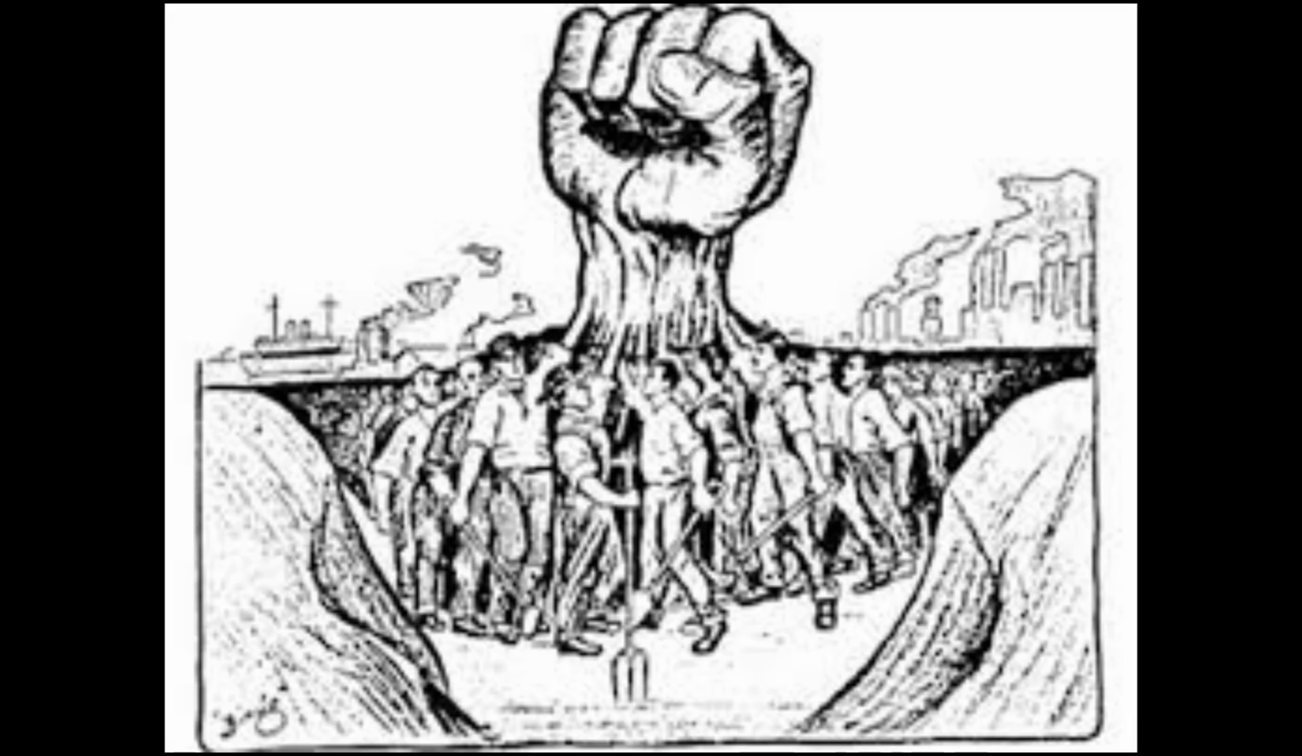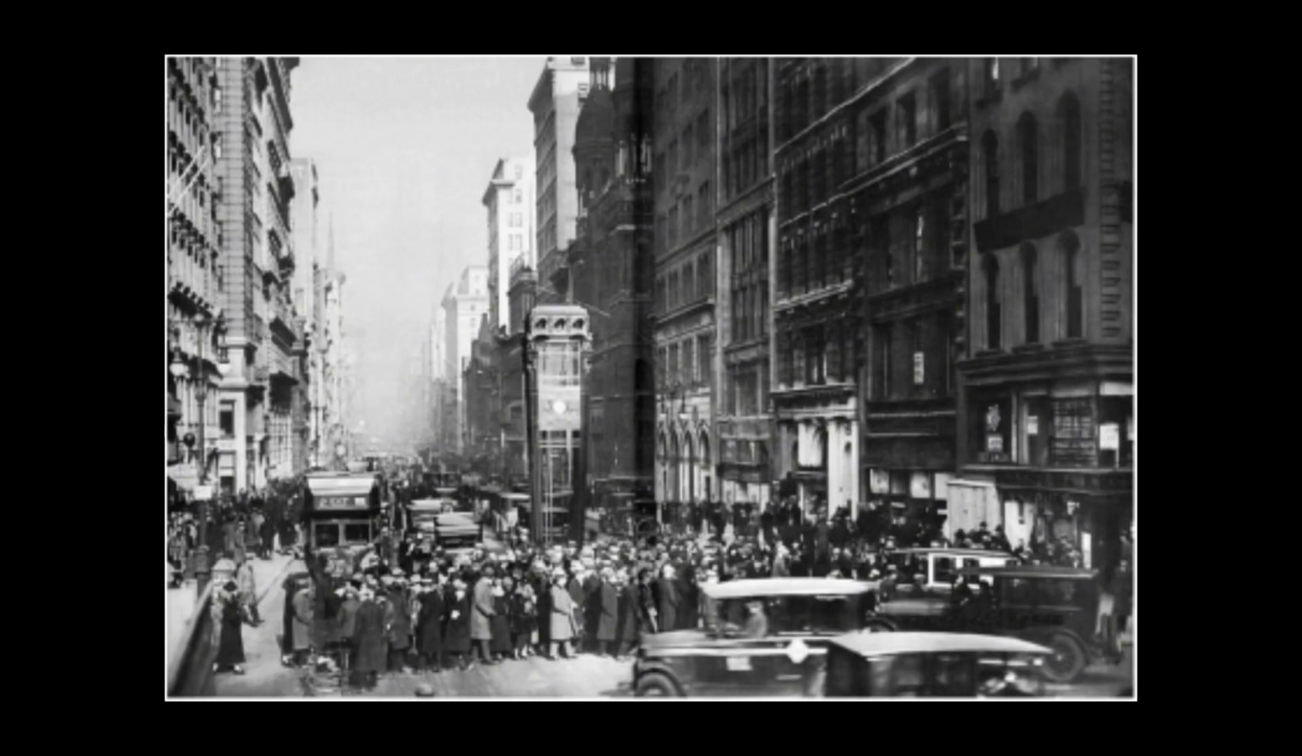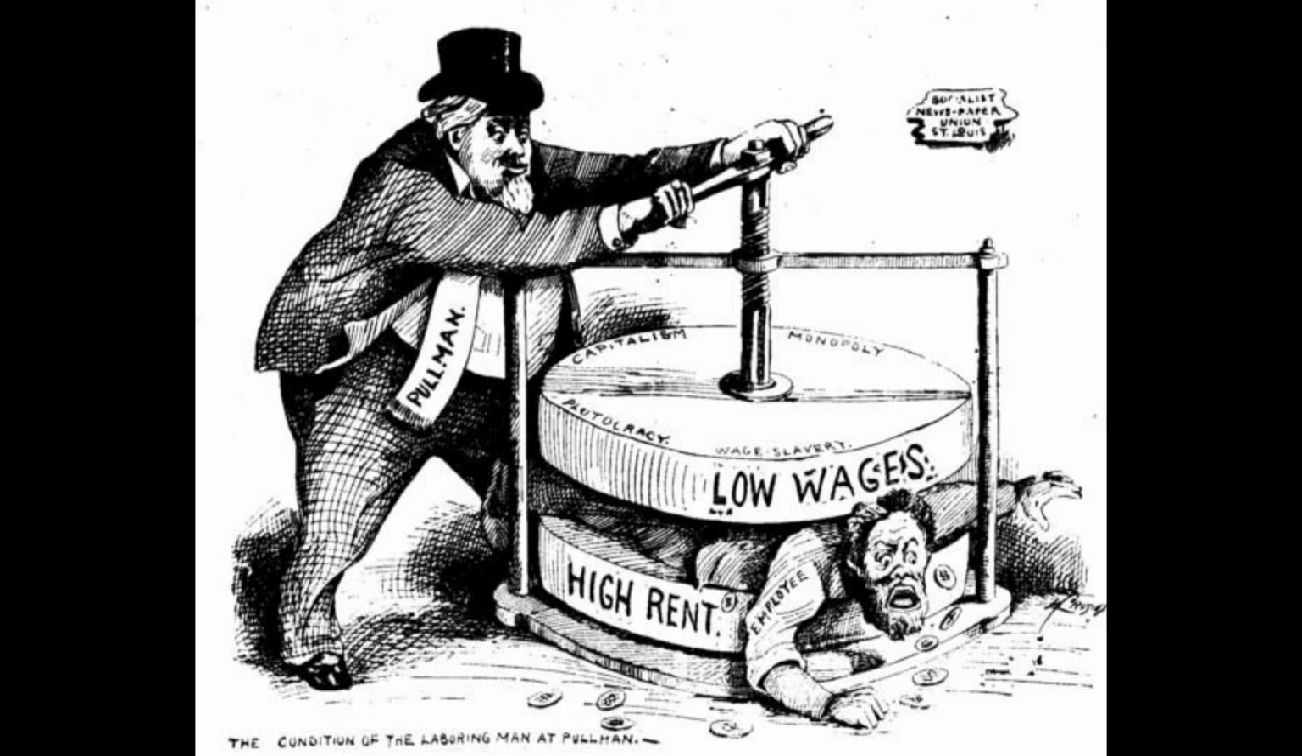This was a time when reformers sought to fix the social, political, and economic problems caused by rapid industrialization, urbanization, and corruption. Progressives believed that the government should take a more active role in addressing issues like poverty, unsafe working conditions, child labor, and environmental destruction.